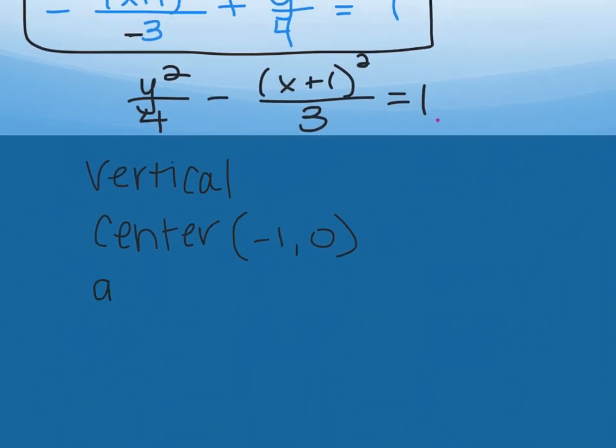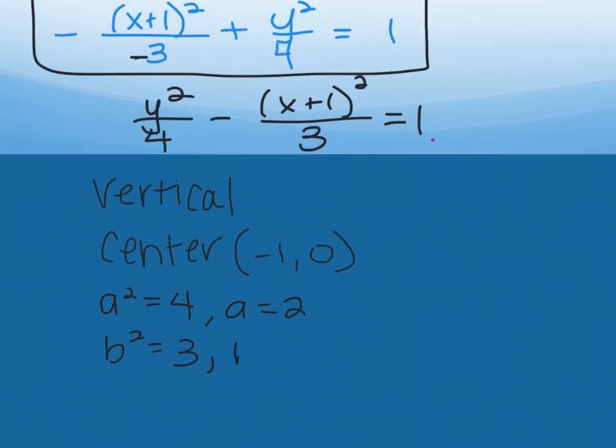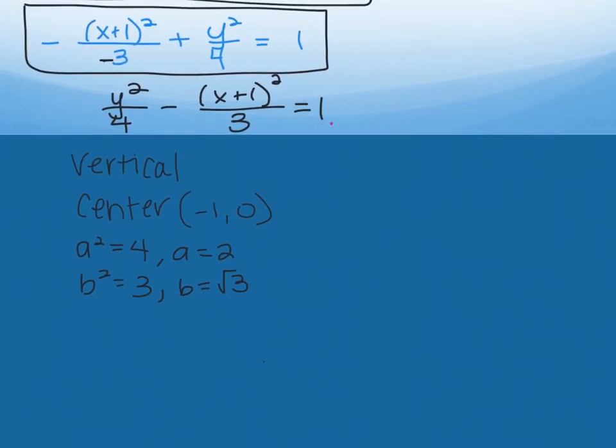My a squared is what? 4, which makes my a 2. My b squared is what? 3, which makes b square root 3. Before I even graph, I can find my asymptotes.